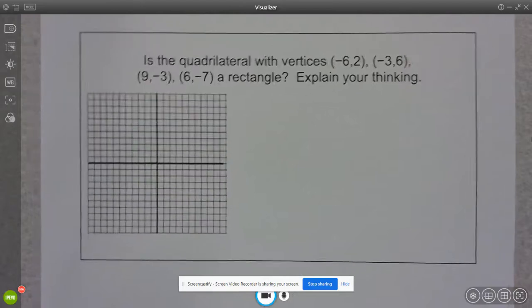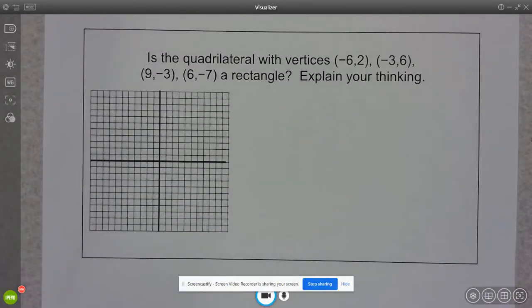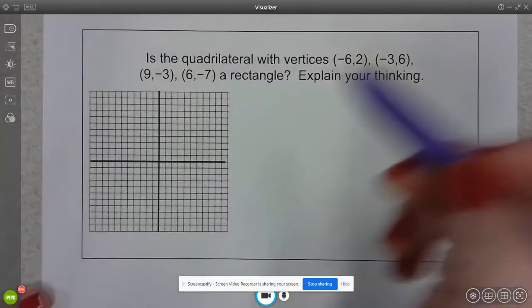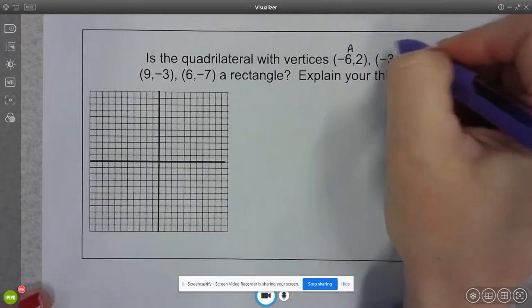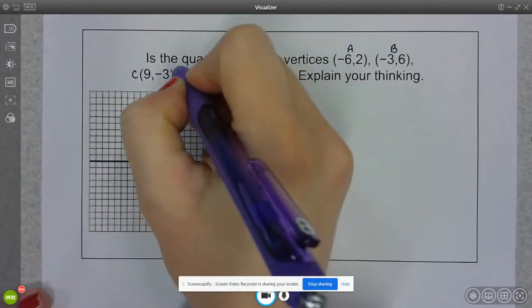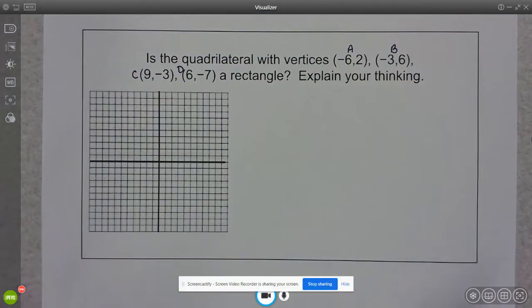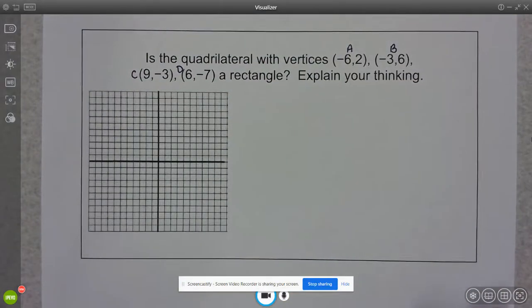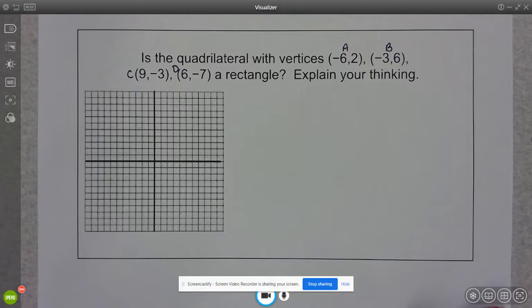So here is our first quadrilateral that we're going to look at. I'm going to start by graphing this. And I'm going to label these points A, B, C, and D, just to make talking about sides and slopes of those sides easier.